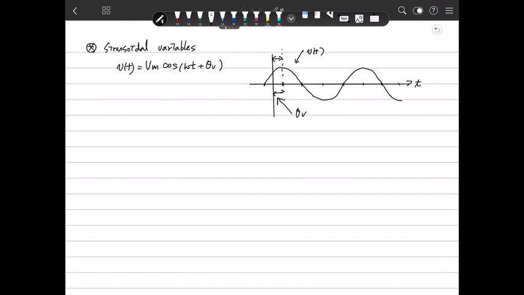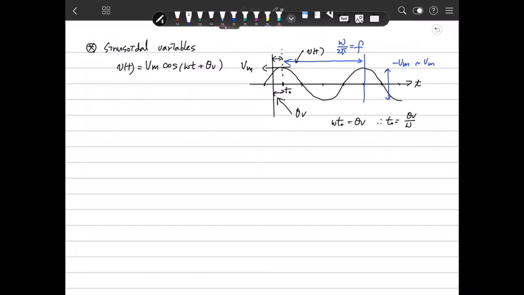then that time we call this t0. Omega t0 will be theta v. Therefore, t0 will be theta v divided by omega. And that value is Vm. Therefore, this waveform varies from minus Vm to Vm. And the frequency of that is omega divided by 2 pi.